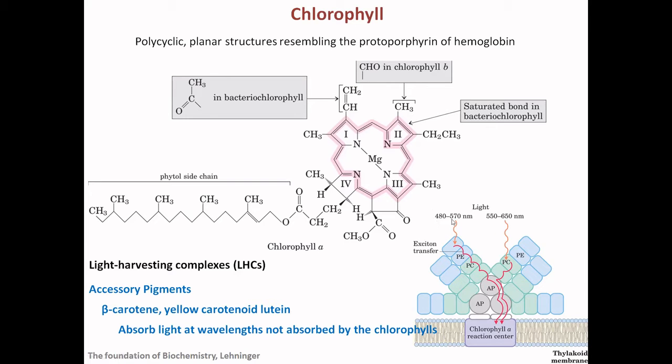And the light 480 to 570 is absorbed here, and then it is transferred into the chlorophyll molecule. And on this series, light from 550 to 650 nanometer is absorbed and transferred to here. And this is the light harvesting complex. It has the accessory pigments like beta-carotene, which is a yellow carotenoid, and lutein, that absorb light at wavelengths not absorbed by the chlorophyll molecule. So in this way, it is complementing, augmenting or optimizing the light absorption ability of the light harvesting complexes.